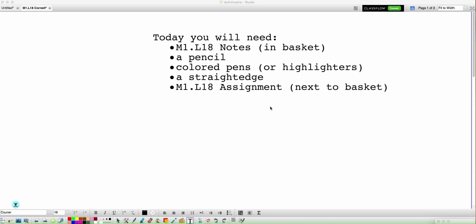So today you will need the lesson 18 notes and lesson 18 assignment. Those are over in the basket and next to the basket. You'll need a pencil, colored pens or highlighters would be fine, and a straight edge. So we're going to go ahead and get started.